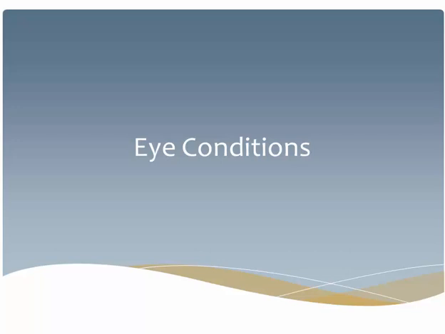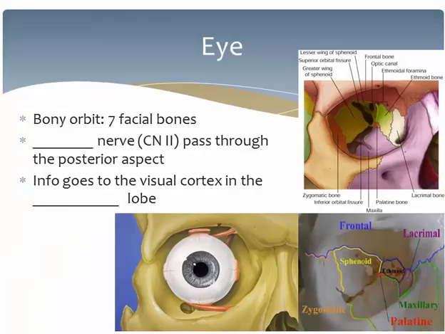Welcome back everyone. So now let's talk about eye conditions today. All eye structures are contained within a bony eye socket known as the bony orbit. If you take a good look at this bony orbit though, it's a pretty complicated structure. You have 7 different facial bones making up this bony socket.